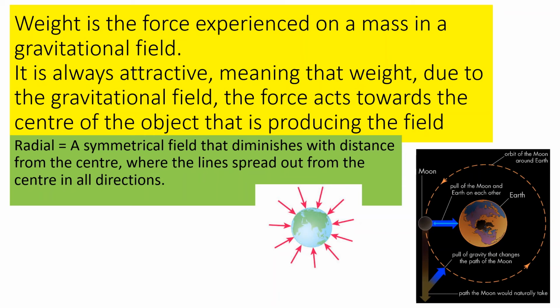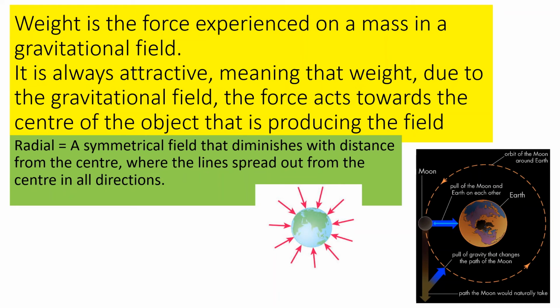Okay, so going back to radial, radial is a symmetrical field that diminishes with distance from the center, where the lines spread out from the center in all directions. So if you look at the diagram, the one with the Earth and the red arrows pointing towards the center of the Earth, that is radial, and it is always attractive, meaning that the force is always towards the center of the Earth. And an object that is placed on the Earth will experience a force acting towards the center of the Earth.